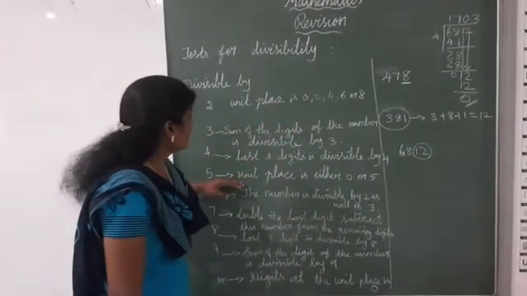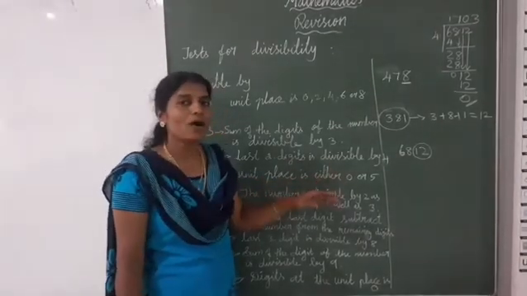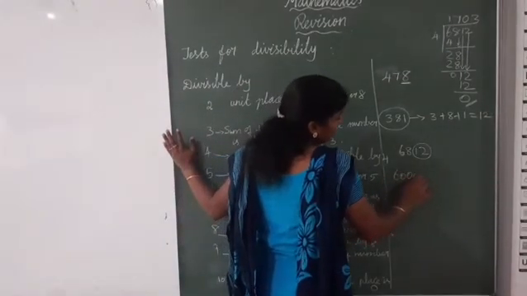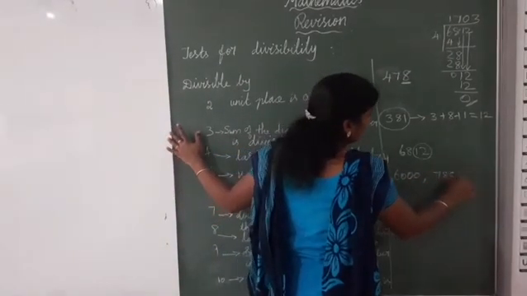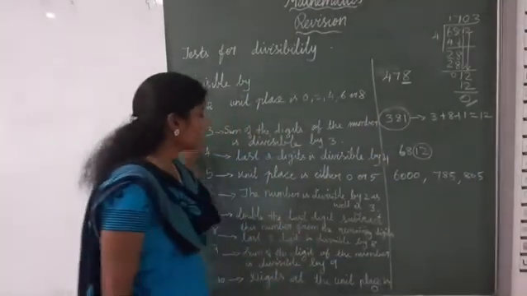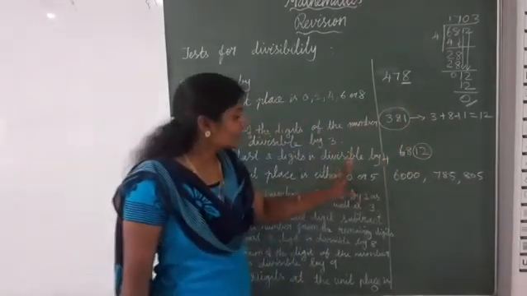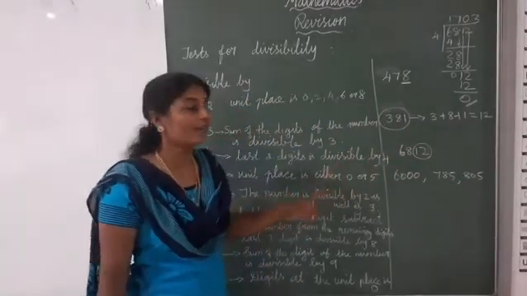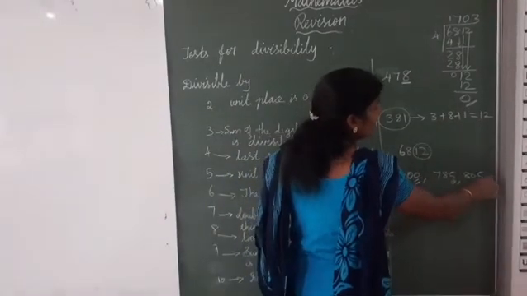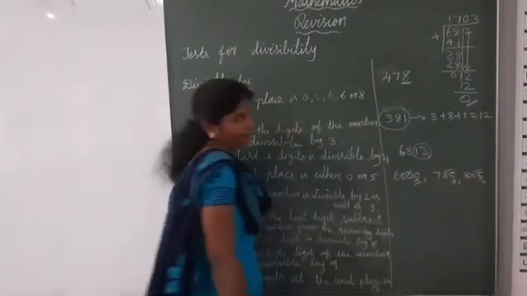Okay. Now divisible by 5 means the unit place is either 0 or 5. For example, 6785, 805. Like this we have the number's unit place, ones place. The unit place is either 0 or 5. Here the unit place is 0. Here the unit place is 5. Here the unit place is 5. So these numbers are divisible by 5.